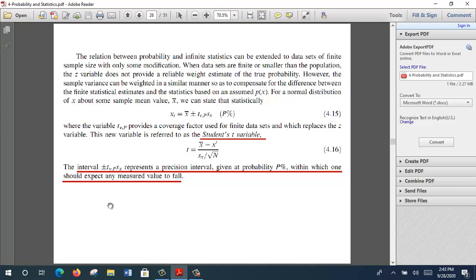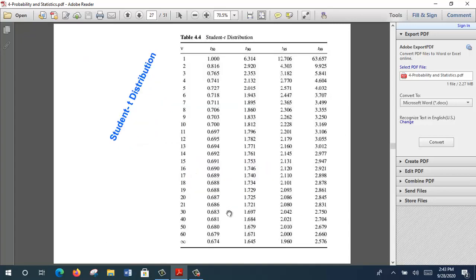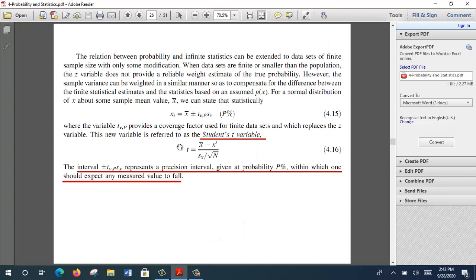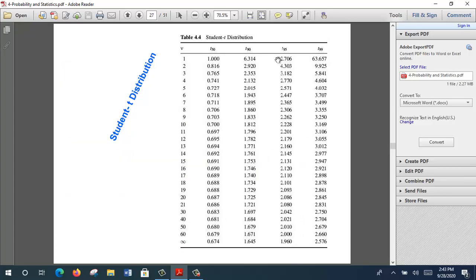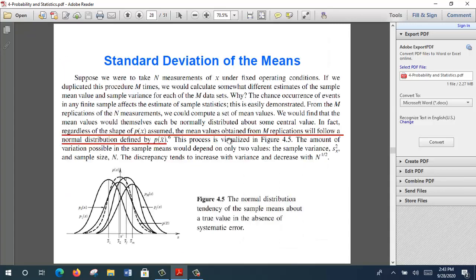So this is the knowledge for you in order to understand how the finite statistic is calculated in probability. Okay, so we are still in the normal distribution. So now this is the example for the student t distribution that I mentioned to you before. This t here is represented by this table. Alright, so that's the example of that.